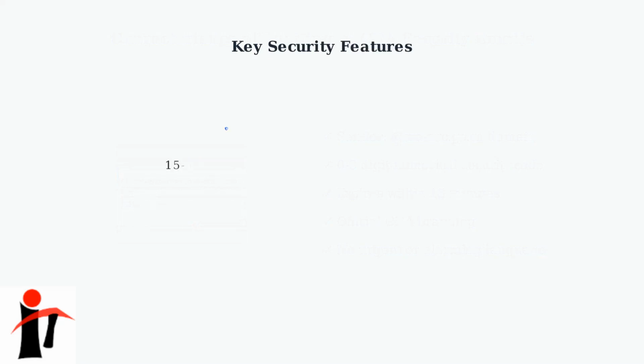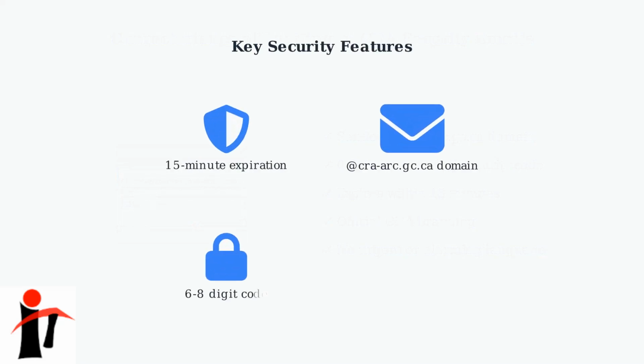Remember these key security features when you receive a CRA security code notification. The 15-minute expiration time, official government domain, numerical code format, and professional branding all work together to ensure your account's security while providing legitimate access to CRA services.